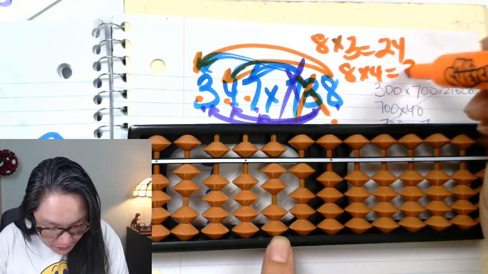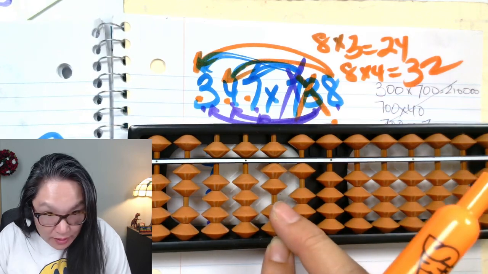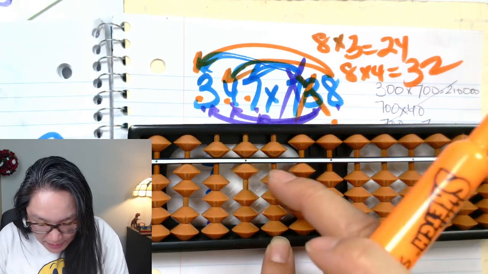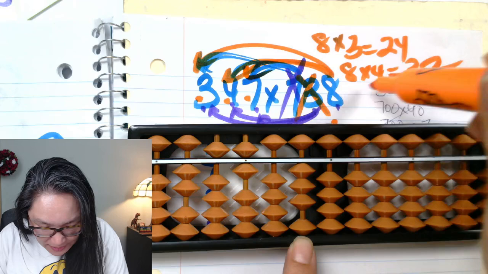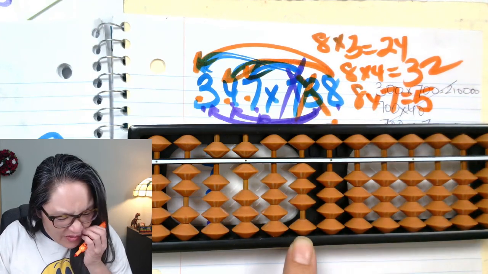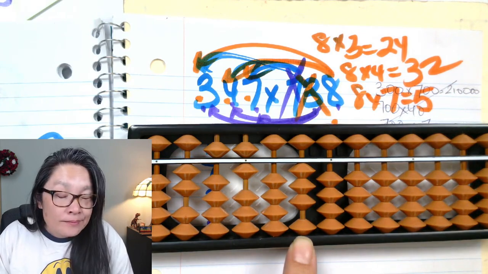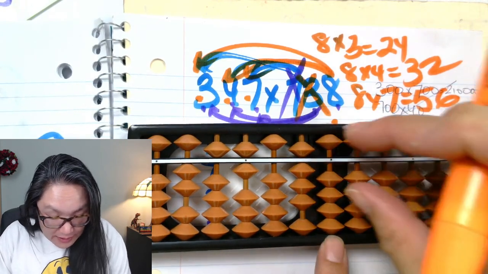32. Plus the 3, plus the 2, plus the 3. There's not enough. Plus the 10, minus the 7, plus the 2. And then our final one is 8 times 7 is 50. Is it 56? 56. Add the 5. Add the 6.